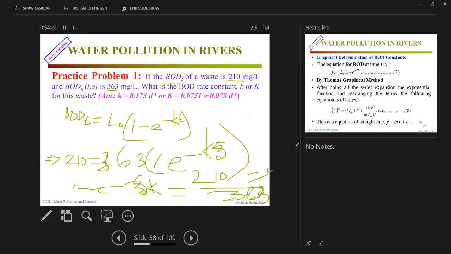I mean, if I know some of the values, like BOD5 or BOD3, this is another way to calculate k. But we'll learn how to use the lab value to calculate the k value from there. So does anybody have any question on that? Is it okay, or do you want me to solve the other part of it?